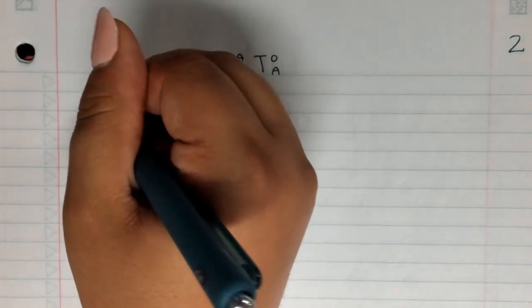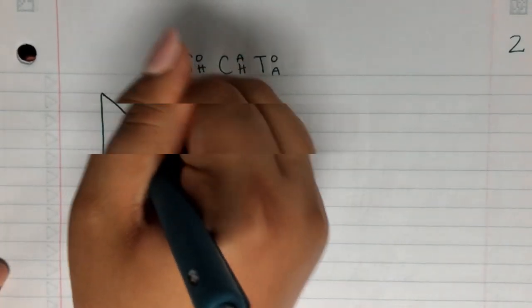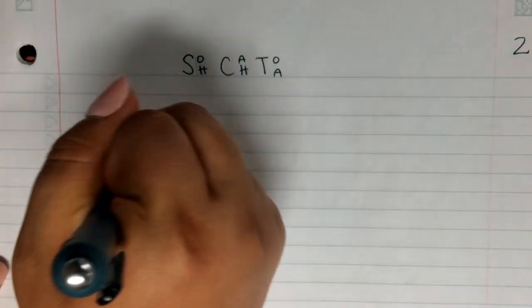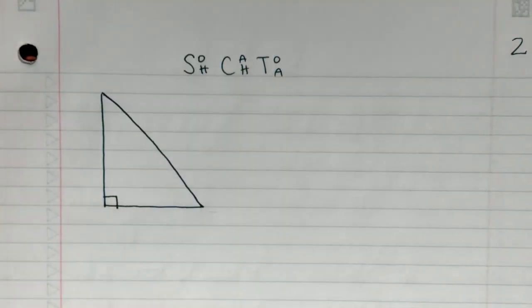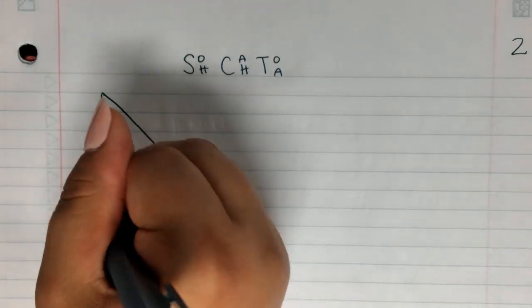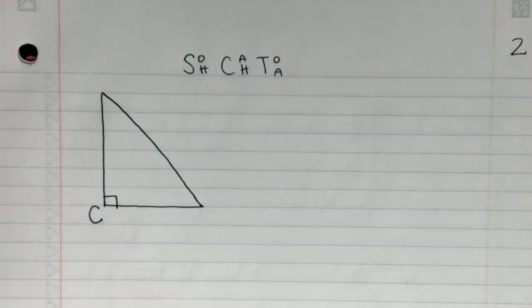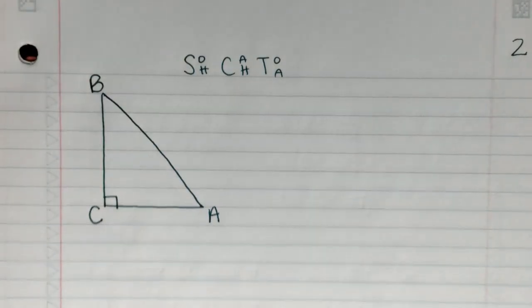You can only do SOHCAHTOA with right triangles. So every triangle that you draw needs to have a 90-degree angle. And with this, I'm always going to label the angle C. My 90-degree angle is going to be C. It does not matter, but I'm going to label this one A and this one B. If you were to switch them, it wouldn't be a big deal.